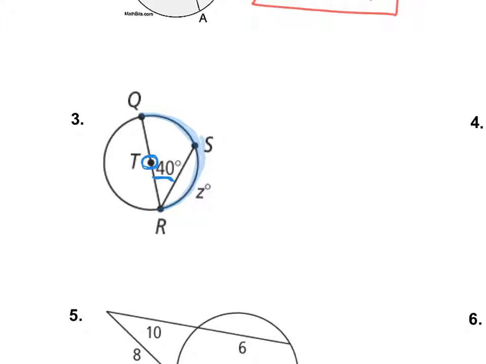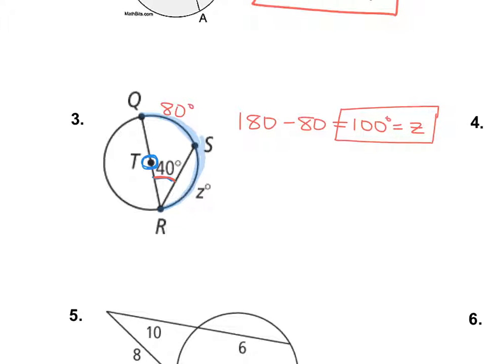What else? QS is double the angle, right? So if the angle is 40, then QS is 80. What is Z? What is it? 100. You're going to take 180, that semicircle, minus that 80-degree arc, means that Z is going to be 100 degrees. Okay.